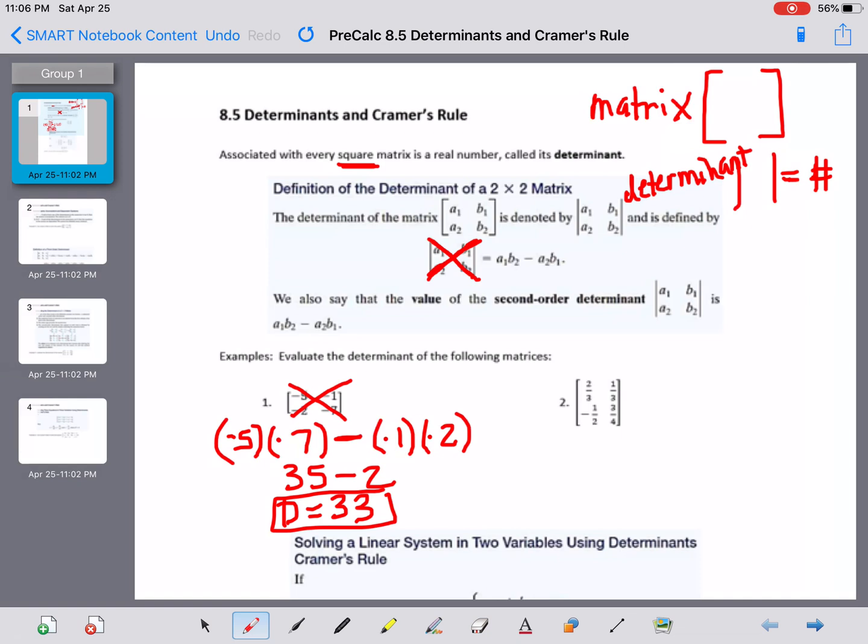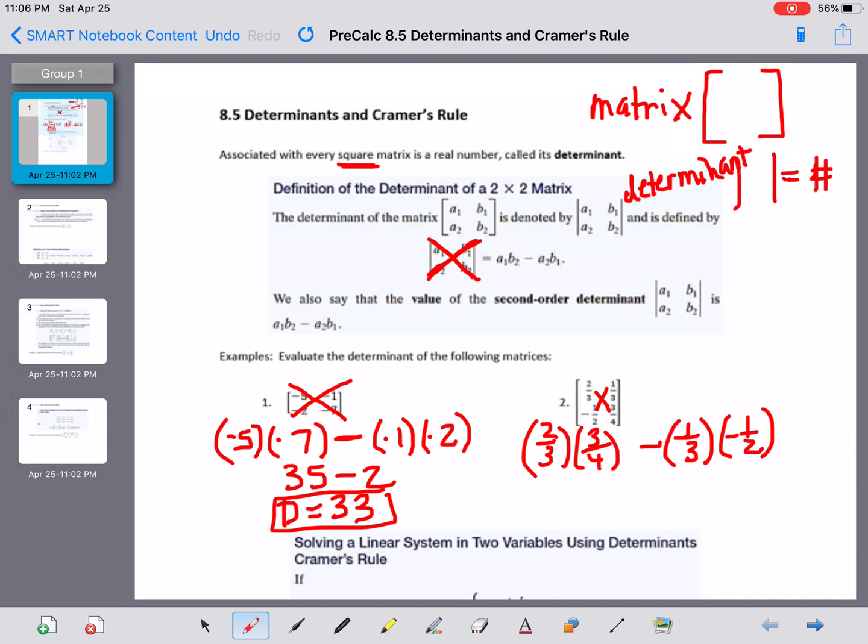Can I make it a little bit harder? Slightly. We can make uglier numbers, right? So for number 2 here, front diagonal, I have 2/3 times 3/4. And I'm going to subtract the back diagonal, which is 1/3 times -1/2. The order in which we multiply doesn't matter, that's a commutative property, but we definitely need to make sure we do front diagonal minus back diagonal. You cannot flip-flop them. You will get different answers.